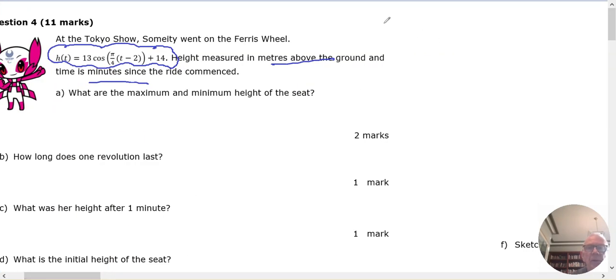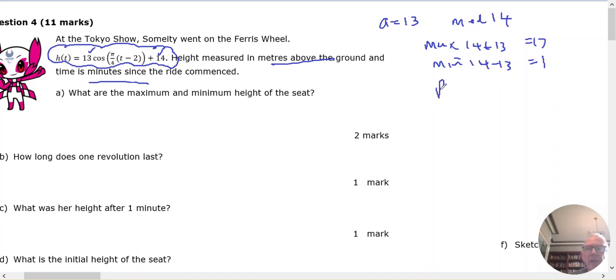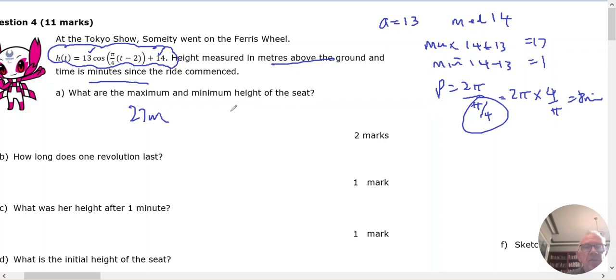Just to unpack that a little bit, my amplitude is equal to 13. My median is equal to 14. Therefore, my maximum should be 14 plus 13 or 27, and my minimum 14 minus 13 or 1. And the period is going to be 2 pi divided by pi on 4, which is 2 pi times, turn that upside down, 4 on pi, which is 8 minutes. So what's the maximum? 27 meters. What's the minimum? 1 meter above the ground.